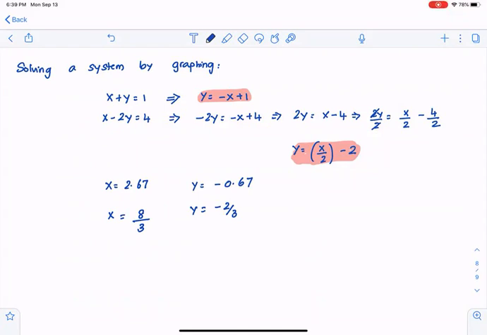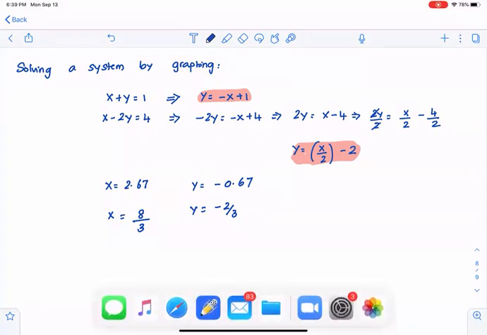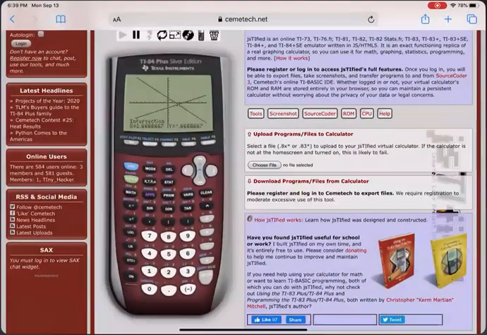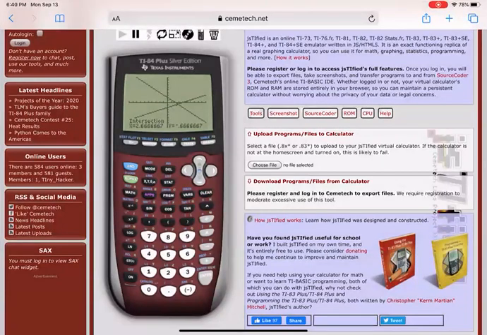We want to know if we have the correct solution. Is it 8/3? Yes. So it's 2.667 and negative. I'm just going to verify this. Okay, negative 2/3. That is correct.